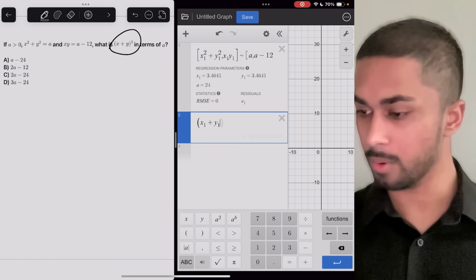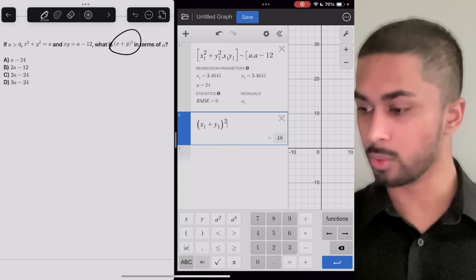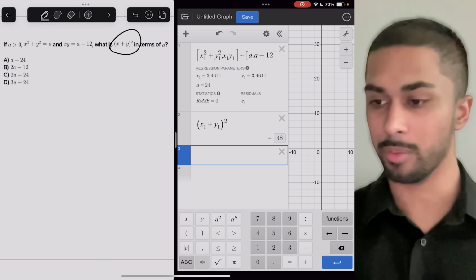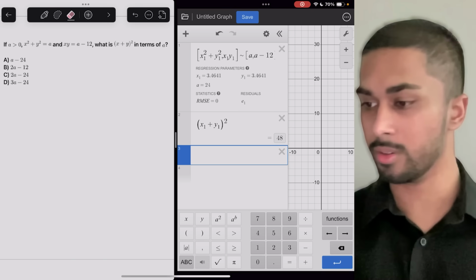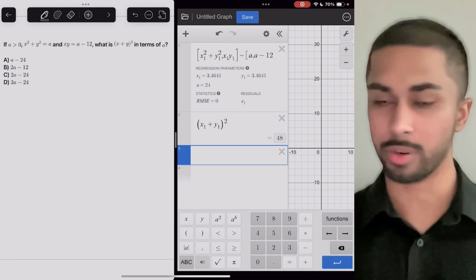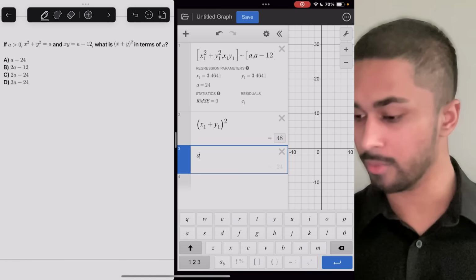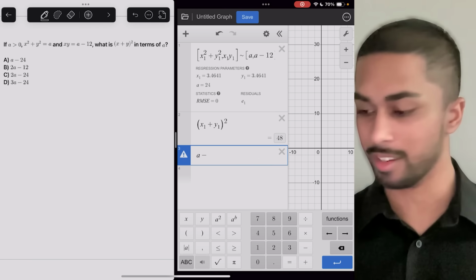Plus y1. And then square that. It's 48. Again, we're using x1 and y1 because that's what we substituted for x and y here to make the regression work. Desmos doesn't like when you have x and y in the regression.